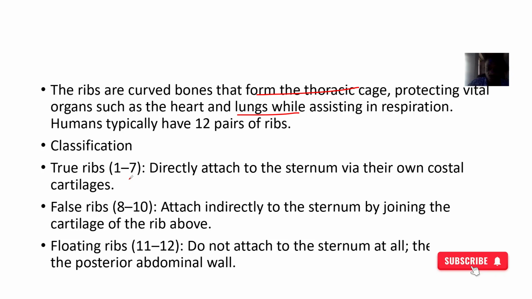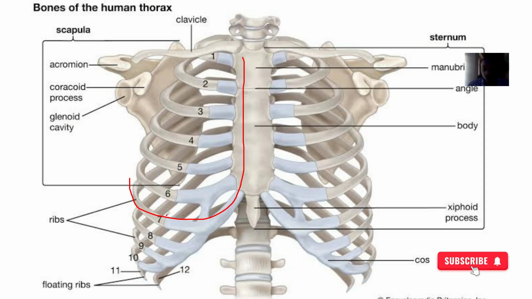We have the false ribs from rib 8 to 10. Those ones communicate with each other, and they don't each give their own attachment. There are 3, but they give only one attachment, which is not a true attachment. Do you understand? Then we have the ones that don't give any attachment at all.